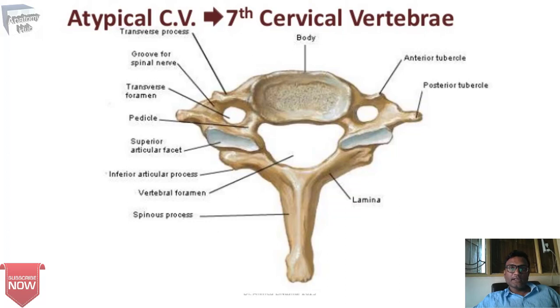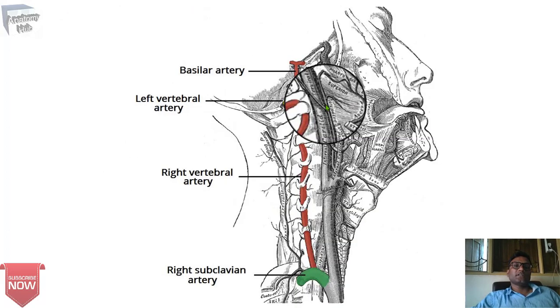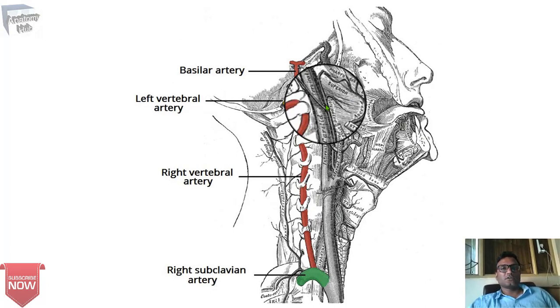And another peculiarity, as I already told you, is that through the foramen transversarium of C7 only the venous plexus and the vertebral vein pass. But in the foramen transversarium of other cervical vertebrae, you will find both the vertebral artery and the vertebral vein passing through.